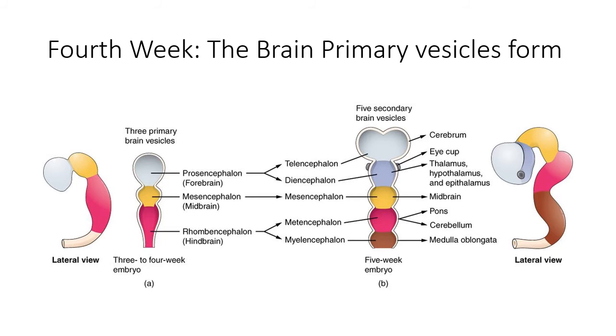And you can see the telencephalon will be the cerebral cortex, and then you see the eyes coming from that as well below there, and the thalamus, the hypothalamus, and the epithalamus, which is right in the center of the higher brain. And then the mesencephalon will form the midbrain, of course, and the metencephalon forms the pons and cerebellum, and then the myelencephalon forms the medulla oblongata.